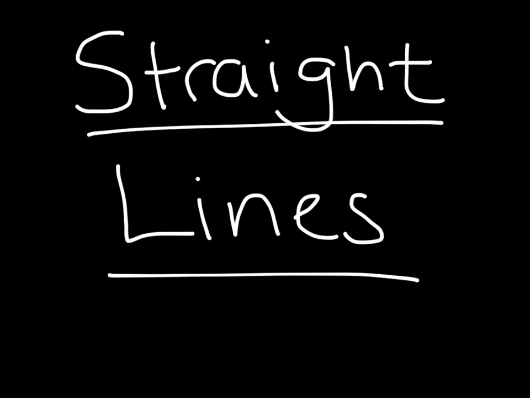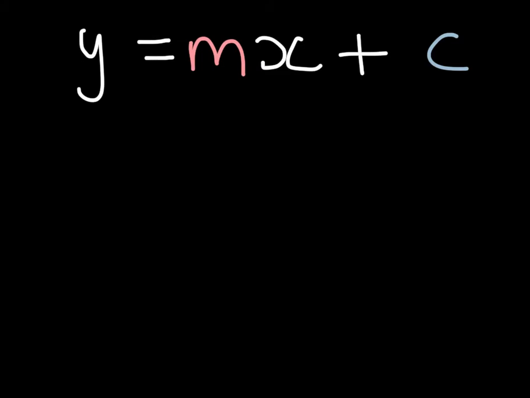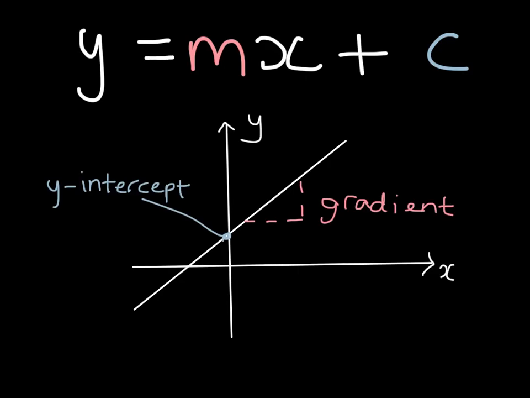In science and engineering, graphs can be used to represent relationships between two quantities. Straight lines show that the rate of change of two quantities, x and y, is constant. The equation of a straight line is in the form of y equals mx plus c. In the equation, m represents the gradient of the line and c represents the y-intercept.